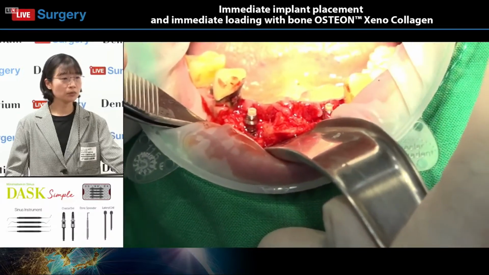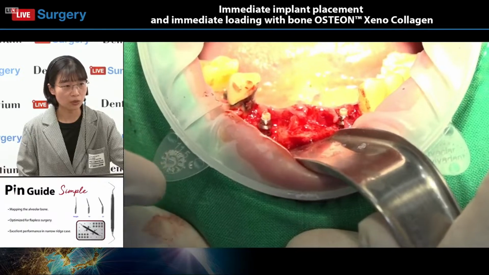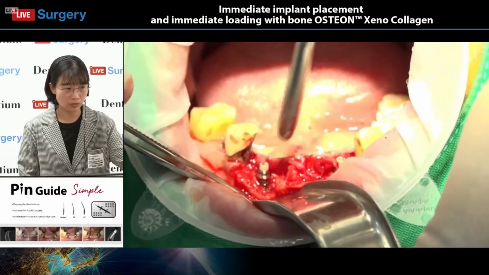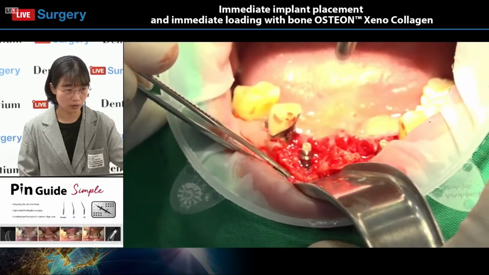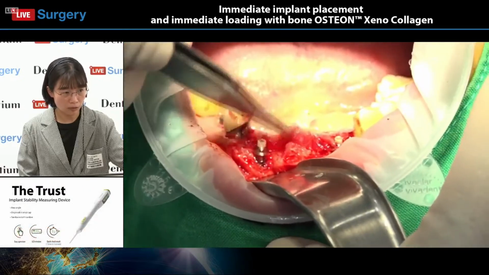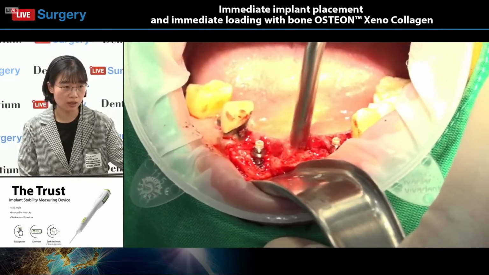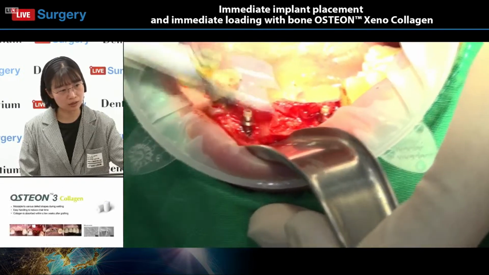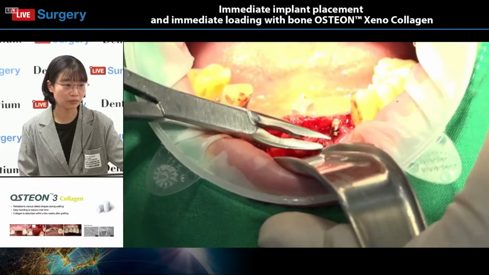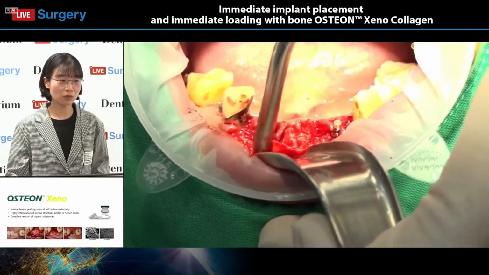Okay, so he decided to do the bone graft around the fixtures. And also we can see the rough alveolar bone between the two implant fixtures. I think he will do trimming with the bone rongeur. And maybe he will use autogenous bone for the bone graft.